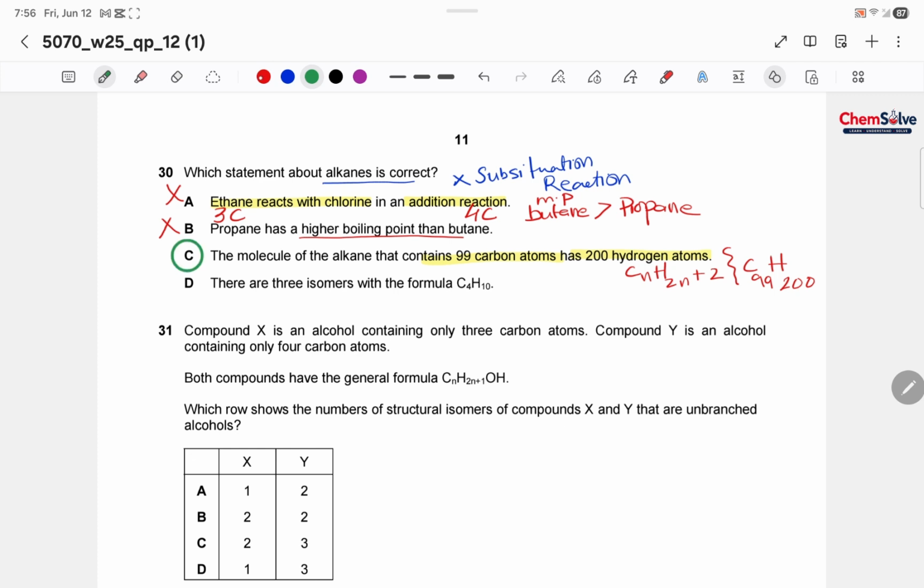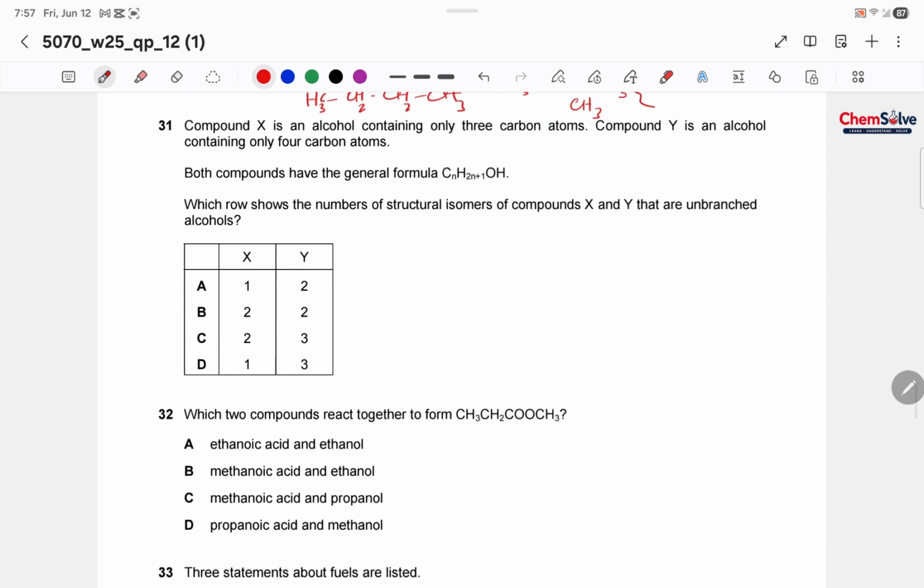We can look at the fourth statement as well. There are 3 isomers for the formula butane. Incorrect statement. Butane has only two isomers. The one in which 4 carbon are in a straight line like this, and the one in which 1 carbon is being attached in a chain. So it has only 2 isomers. This statement is incorrect. Next question.